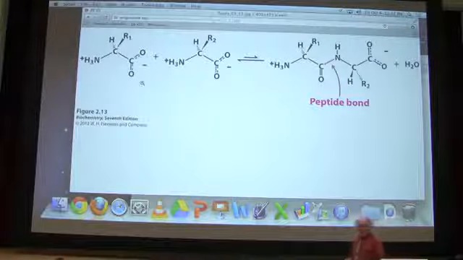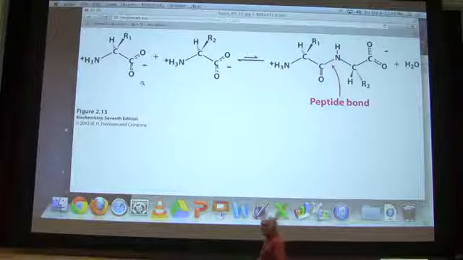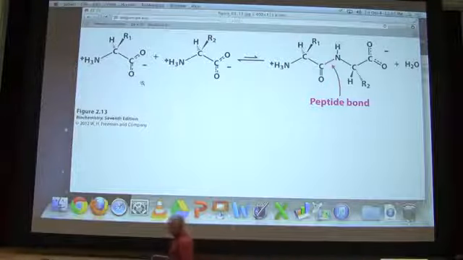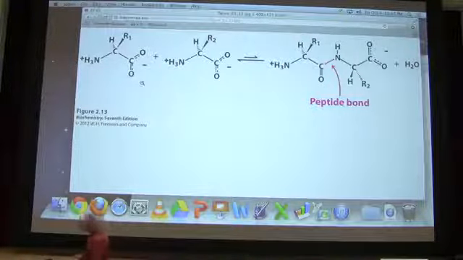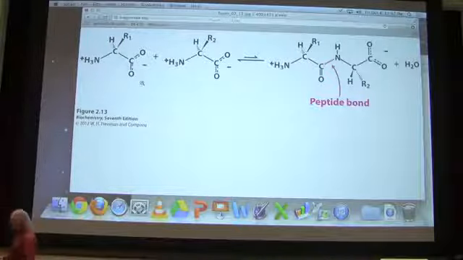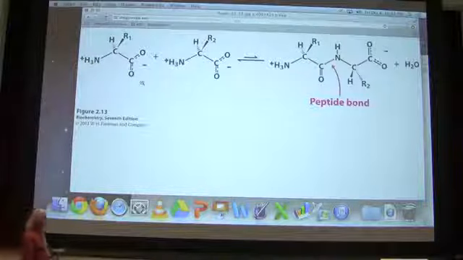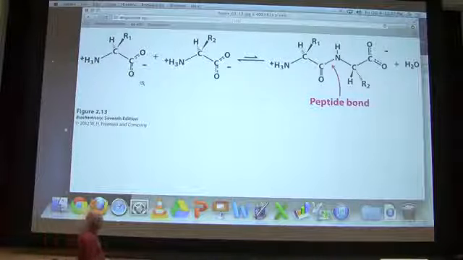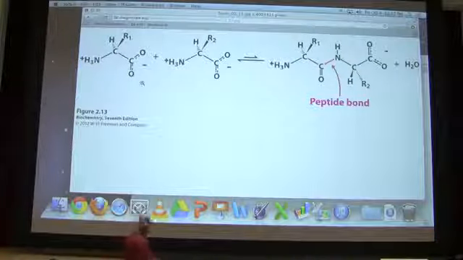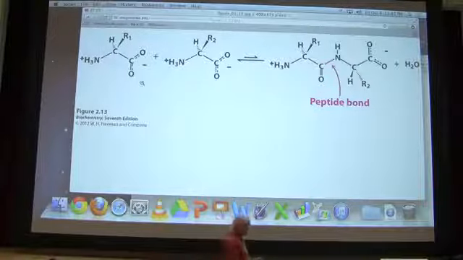Here on the screen is the synthesis of the beginning of a protein. It's the joining of two amino acids. The two amino acids are joined in the following way. The alpha carboxyl of one is joined to the alpha amino of another.